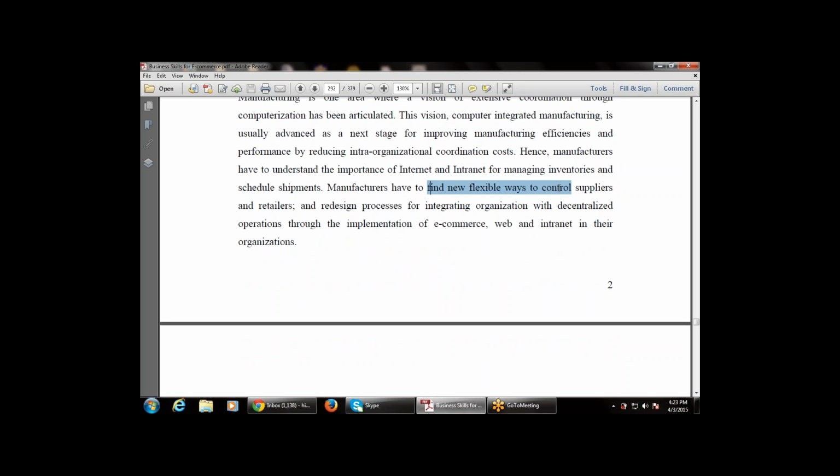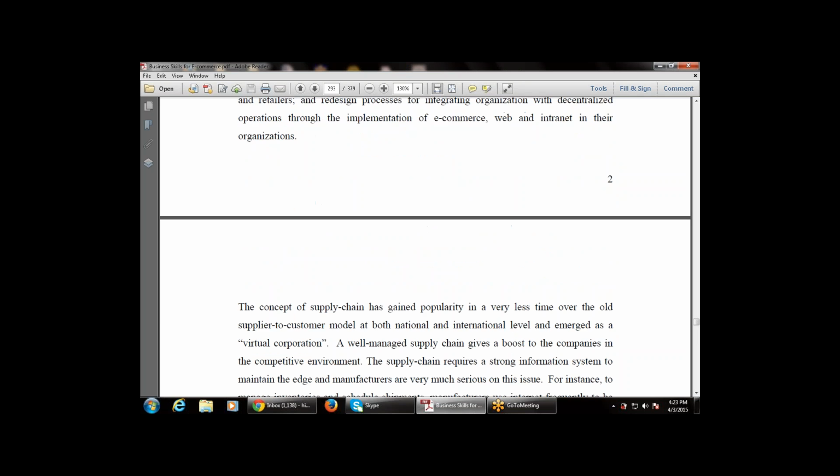Manufacturers have to find new flexible ways to control the suppliers and retailers, and redesign the processes for integrating the organization with decentralized operations through the implementation of e-commerce, web and intranet in their organizations. That is, when manufacturers use the internet and IT in e-commerce, it can be used in the organization for high profitability and high manufacturing output.